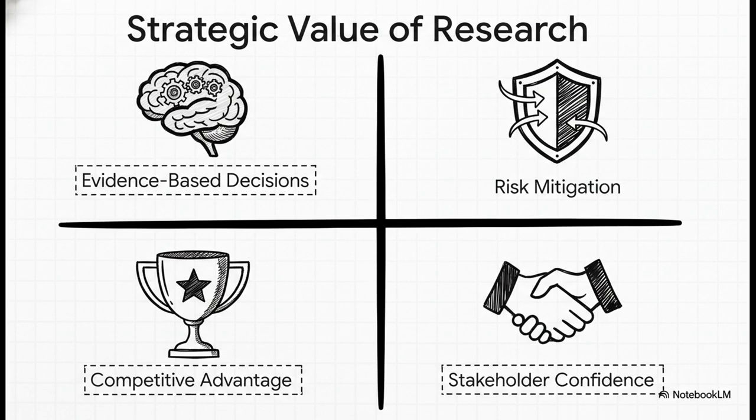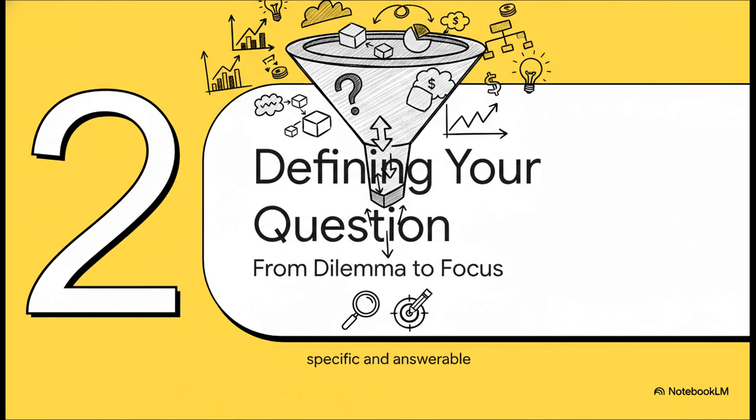That brings us to what I think is the most critical stage of your entire project, defining your research question. The best way to think about this is like a funnel. You start with a really big, broad problem, and you systematically narrow it down and down until you have something sharp, focused, and actually answerable.